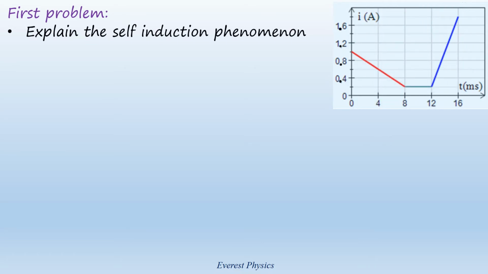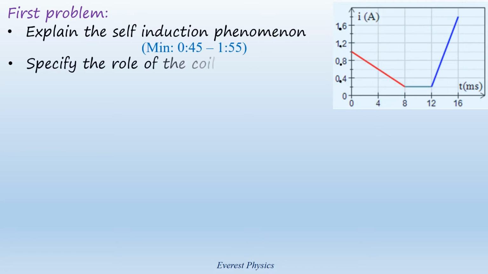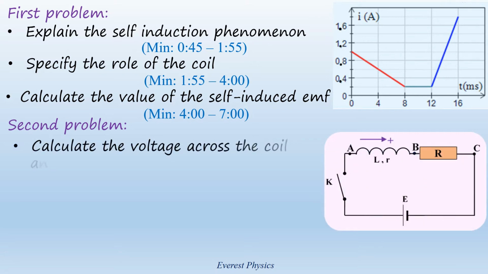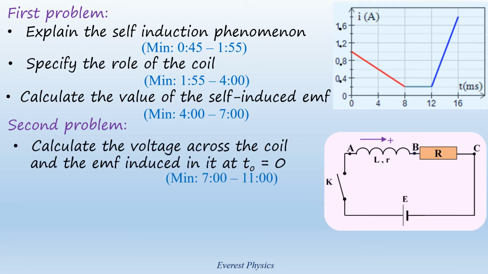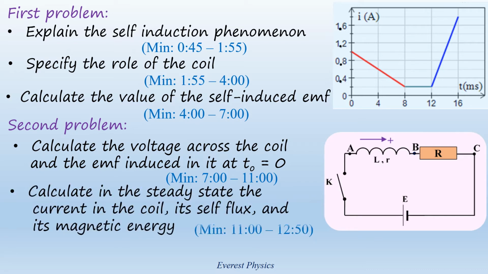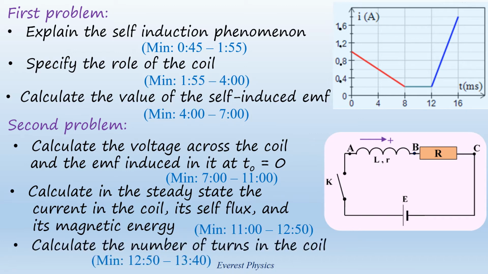In this video, we are going to solve two problems. In the first problem, we are going to explain the self-induction phenomenon, specify the role of the coil, and calculate the value of the self-induced EMF. In the second problem, we are going to calculate the voltage across the coil and the EMF induced in it at t0 equals 0. Calculate in the steady state the current in the coil, its self-flux, and its magnetic energy, and calculate the number of turns in the coil.